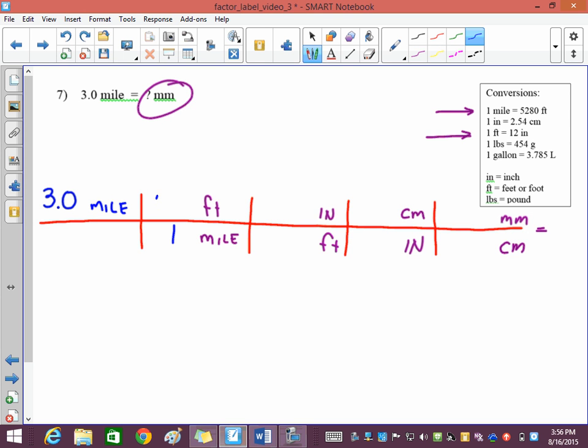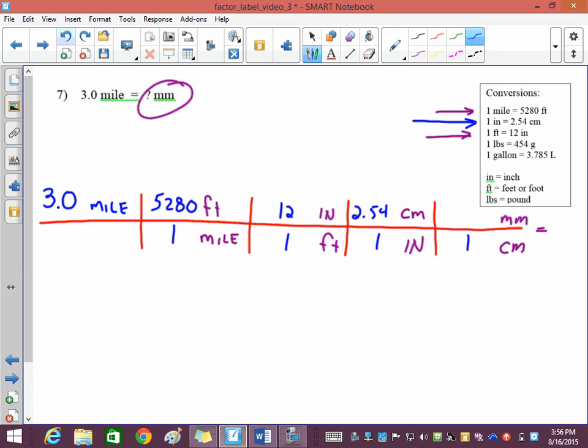There's 1 mile, there's 5,280 feet. In 1 foot, there are 12 inches. In 1 inch, according to my conversion here, sorry, according to my conversion here, there are 2.54 centimeters.